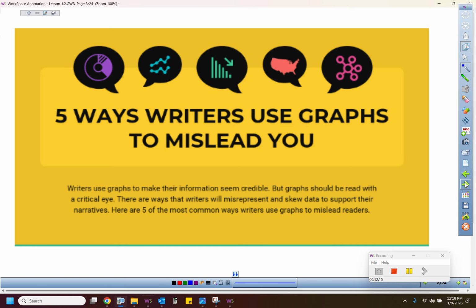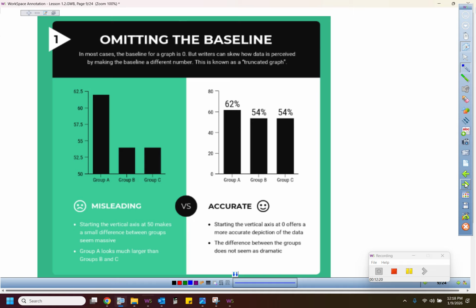So here's way number 1. Some of these are weird, so feel free to ask questions. Let's put in there: omitting the baseline. If you put that for reason number 1, I'll explain it after we write it. Omitting the baseline.